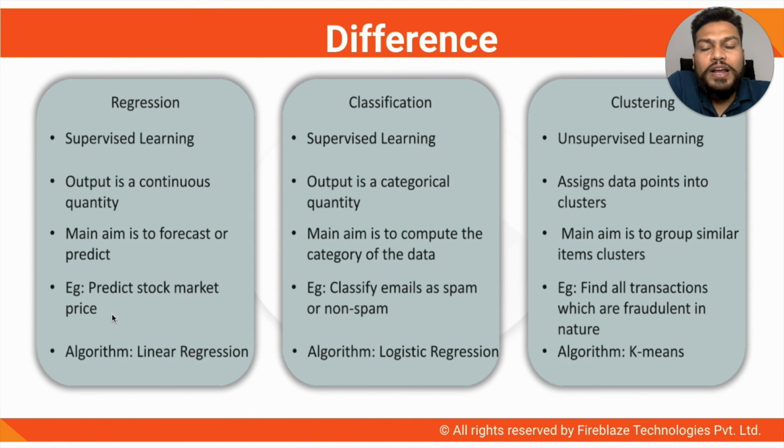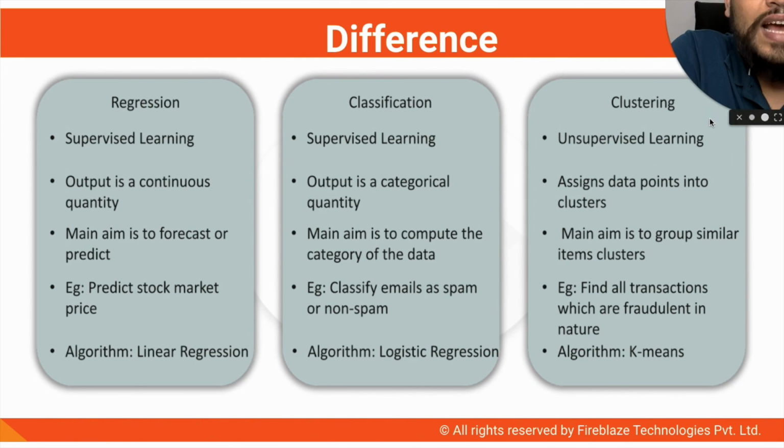Example, predict stock market price. Classify email as spam and non-spam. Find all transactions which are fraudulent in nature, right? Example of a simple algorithm is linear regression. A simple example which can be used in classification can be logistic regression, and here, k-means clustering. So this is a basic difference between all the different kinds of algorithms which we basically use in supervised and unsupervised machine learning techniques. Okay, so I hope that you basically have a fair understanding.